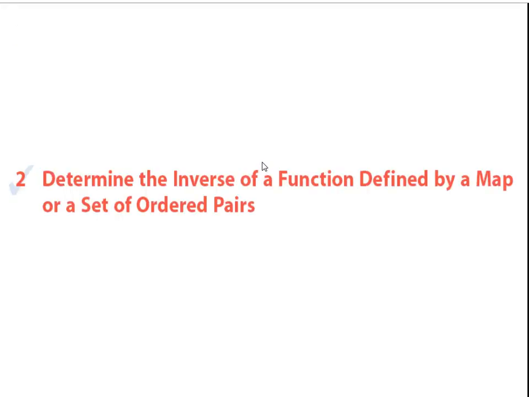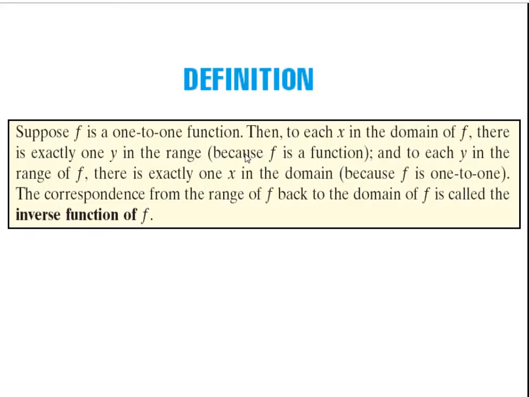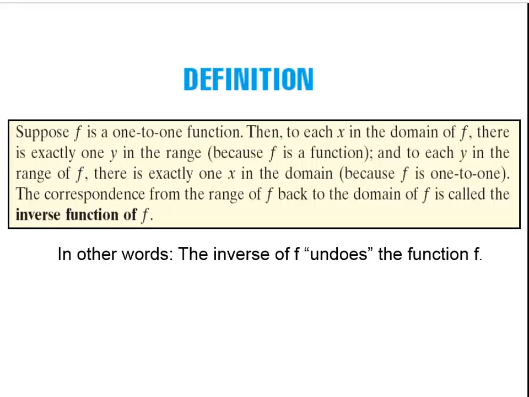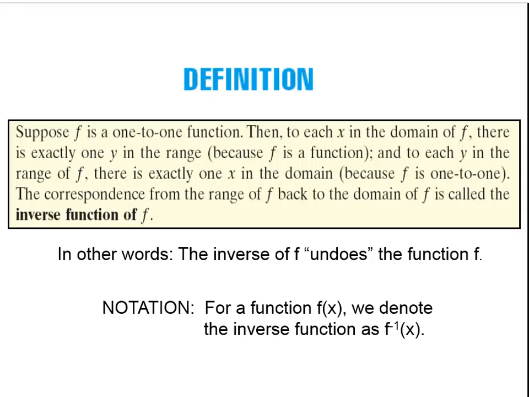All right, now let's talk about the next idea here, which is that we're going to determine the inverse of a function. Here's the formal definition of an inverse function. Basically, if the function f maps us from domain to range, then the inverse will take us backwards, right? So the correspondence from the range back to the domain, we're going to call that the inverse function. In other words, the inverse undoes the original function.